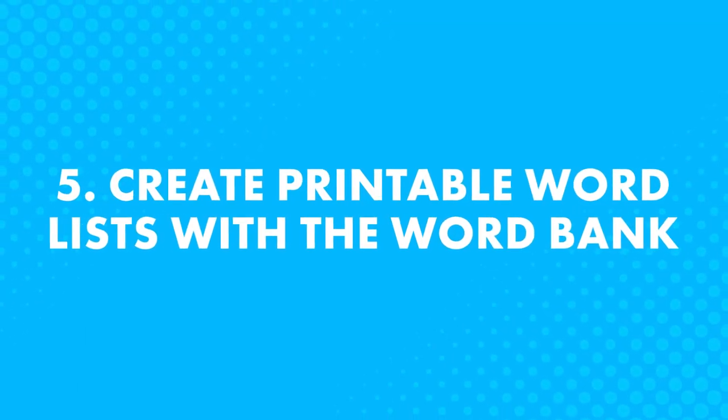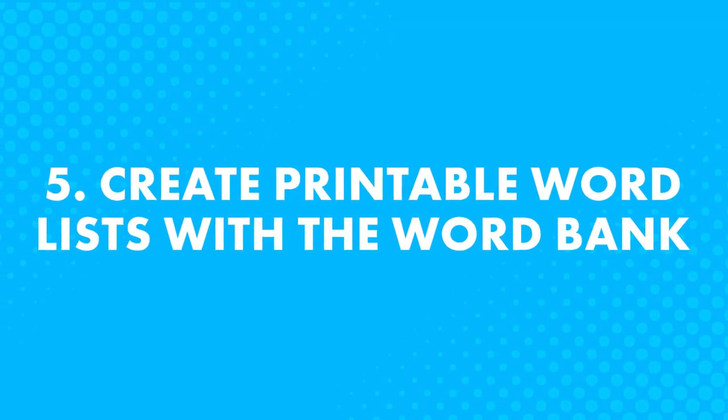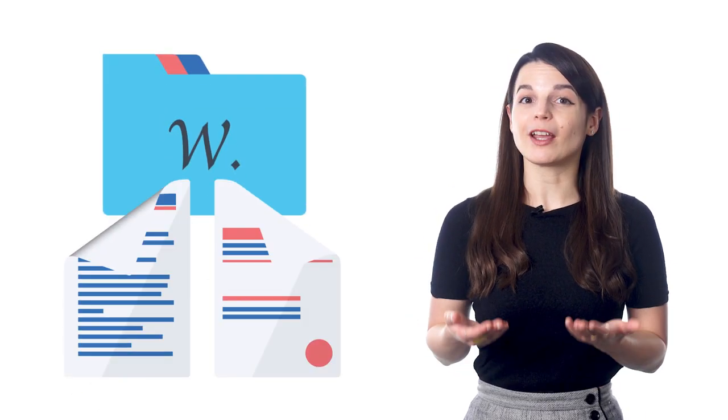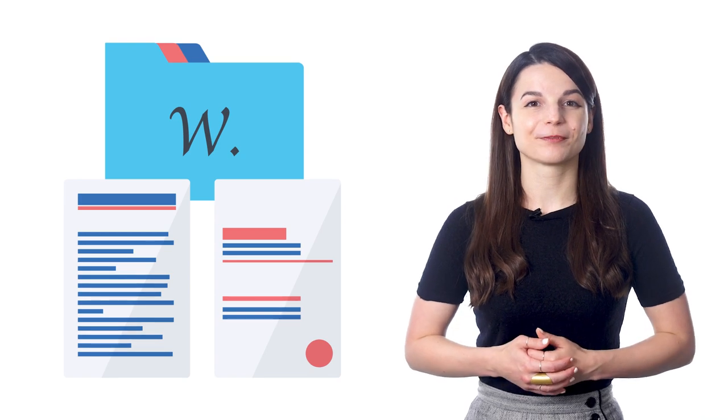Number 5, create printable word lists with the Word Bank. The Word Bank is a study tool that lets you save words and phrases from lessons and vocab lists. Think of it as your extended brain. If you come across a new word that you want to review later, you can save it to the Word Bank. But the Word Bank also lets you print out your word lists. So click on the printer-friendly option inside Word Bank and print out your collection of words. You can use that sheet for writing practice.